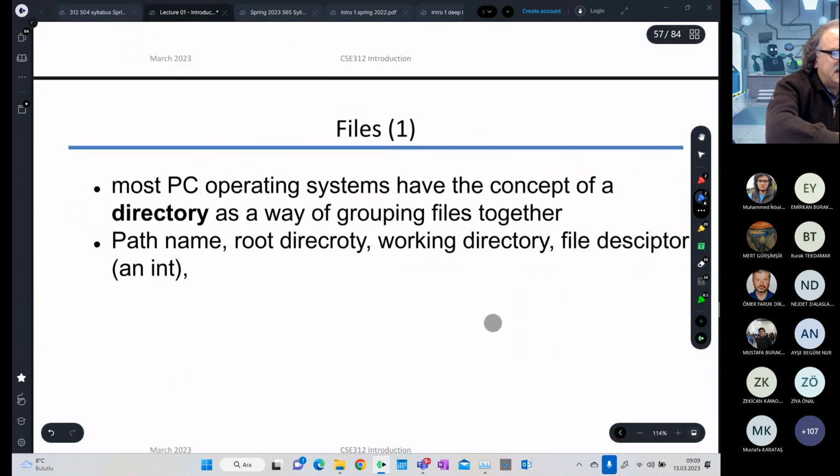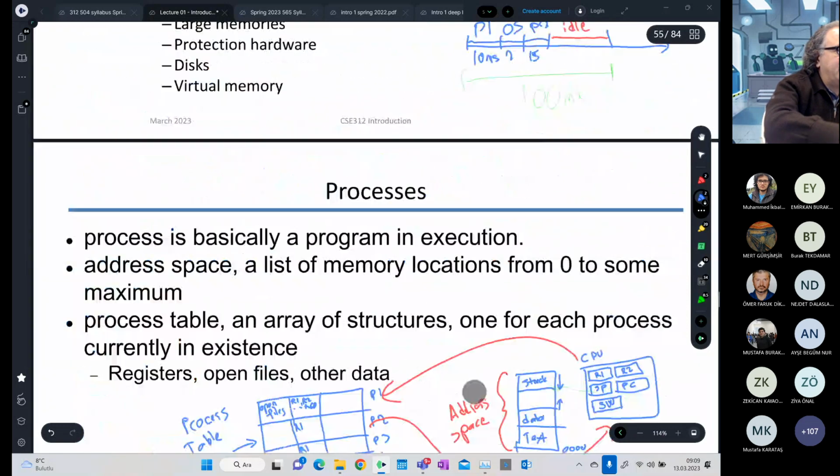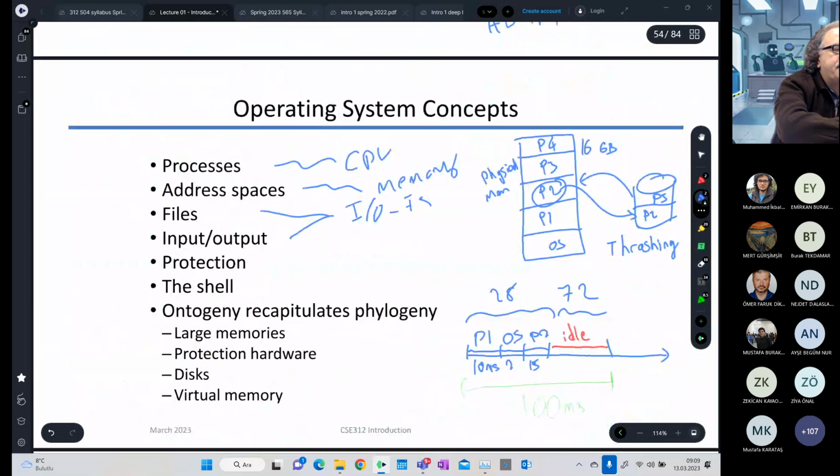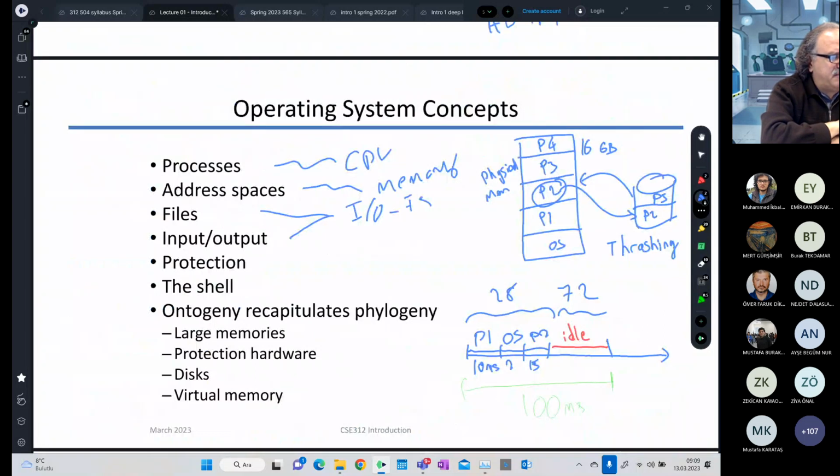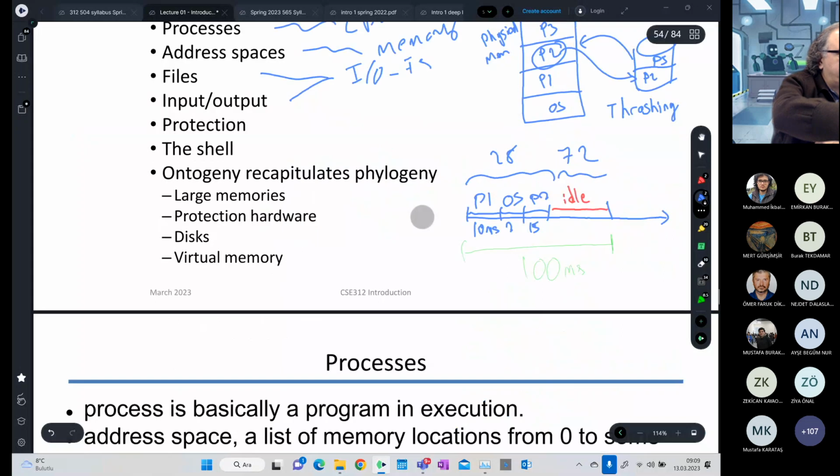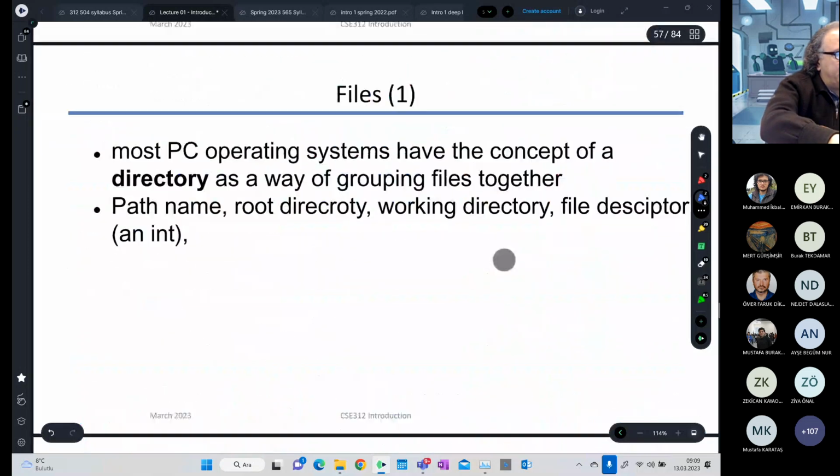Good. These are the processes. We are talking again about processes and address spaces. We talked about address space and process. Let's look at files and input and output.